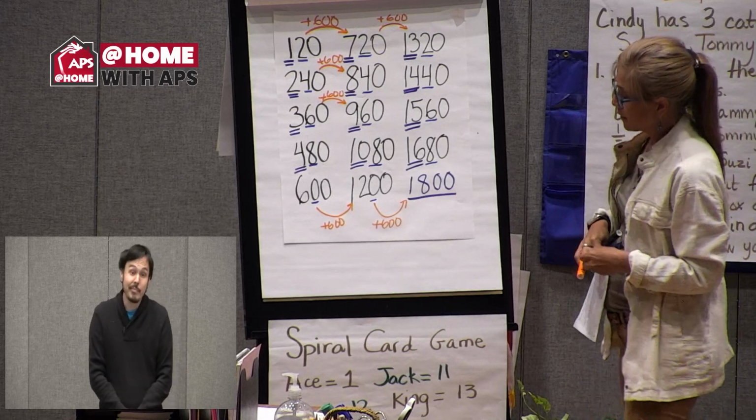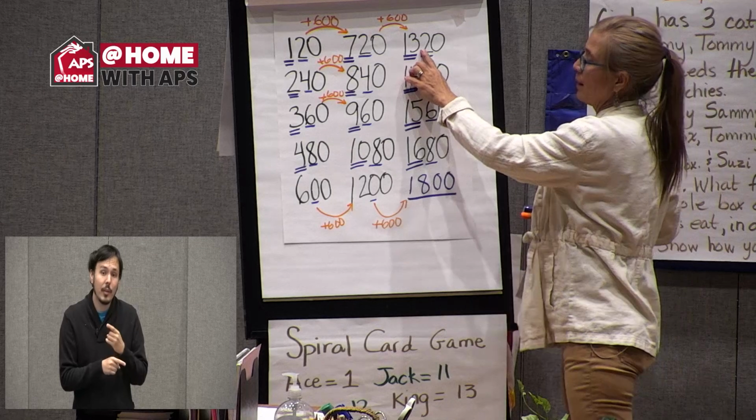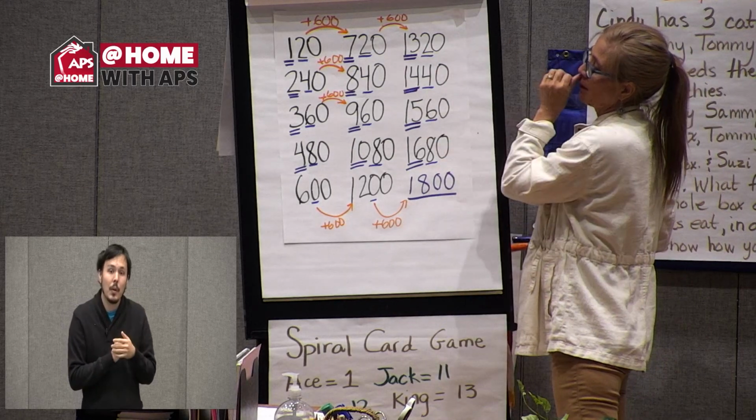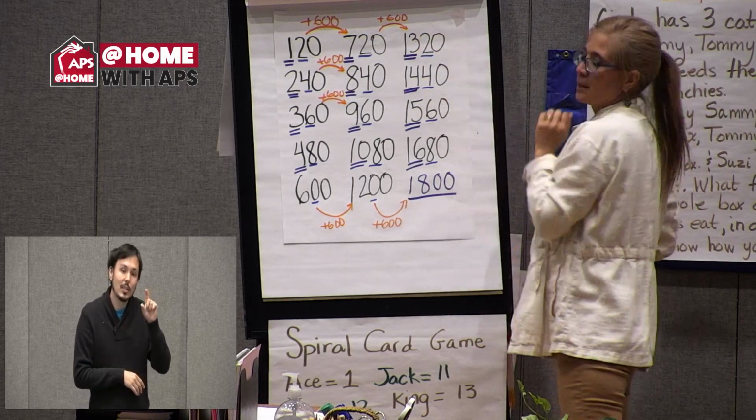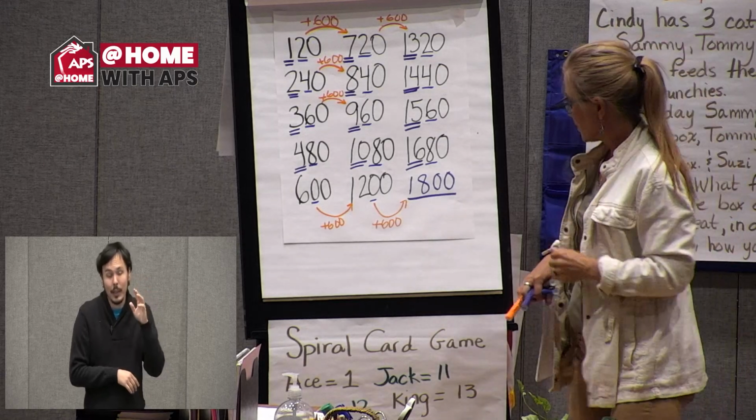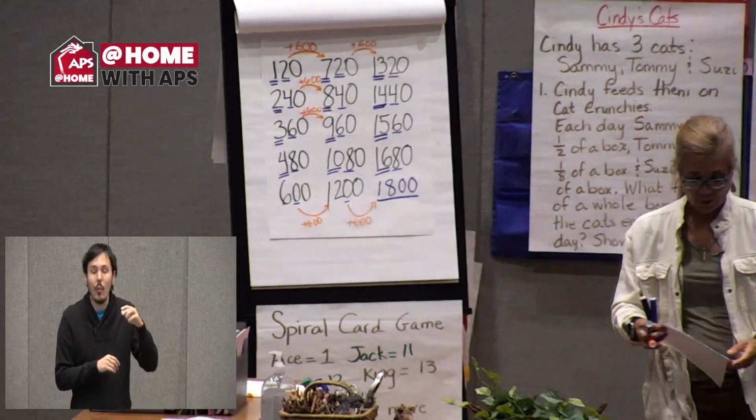Yep, I think you're right. It would have a 20, right? So it would be 1,920, because it would also be a plus 600. So the patterns that happen with these numbers are very interesting.